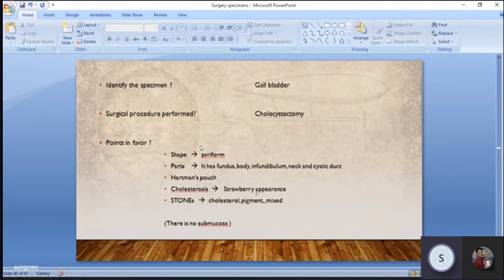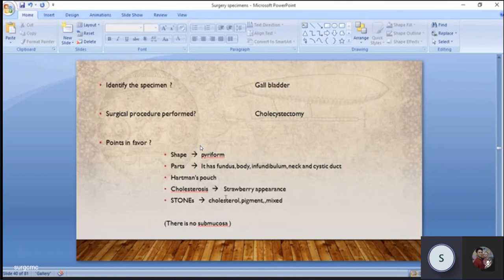Then the strawberry appearance. In the gallbladder we most commonly see cholesterol stones or mixed stones, so we usually see cholesterosis of the mucosa. What are the stones? Cholesterol, pigment, and mixed. Most common is cholesterol, second is mixed, and third is pigmented. Pigmented stones are usually seen in hemolytic diseases.